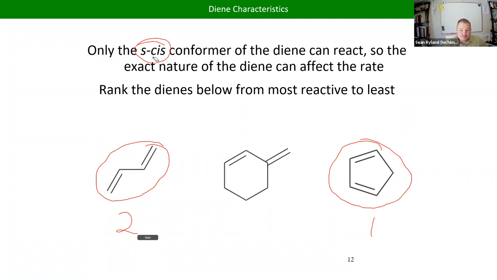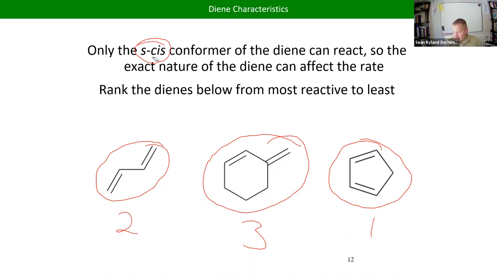That one's going to spend some of its time in the S cis configuration, right? It's going to be locked into either S cis or S trans, but it can move back and forth between them pretty easily. You have to break the resonance to switch back and forth, but it's not that hard. It's not breaking a sigma bond to switch back and forth. It means this middle structure is going to be the least reactive when it comes to Diels-Alder reactions because it's locked into the S trans conformation.